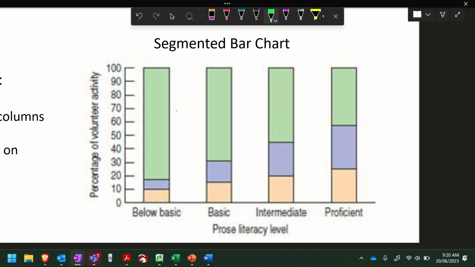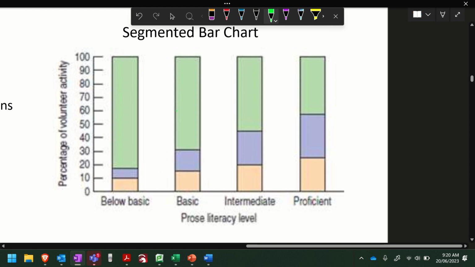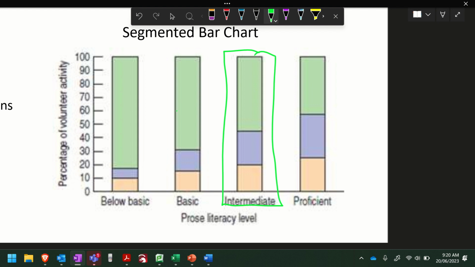But what we're looking at there is you've got a bar chart, but there's segments within it. It's hard to draw this. So for example, this is showing the proportions of literacy level. So where are people at with their literacy levels? You can see here, for example, if I go intermediate, people who are in intermediate, you can see that there's about 20% who do that activity.